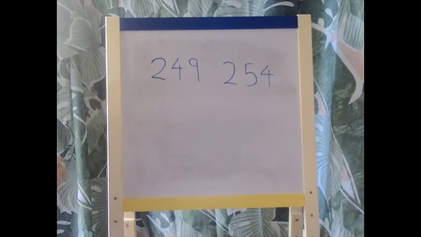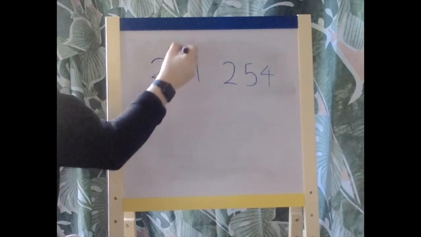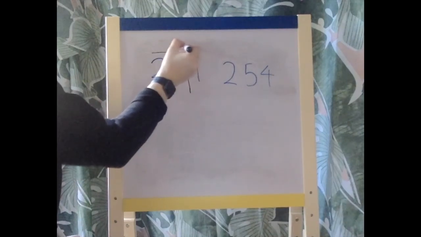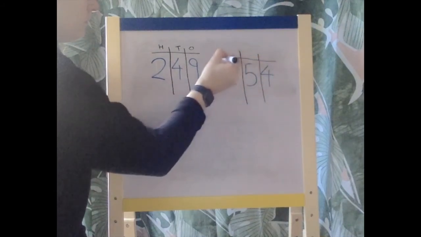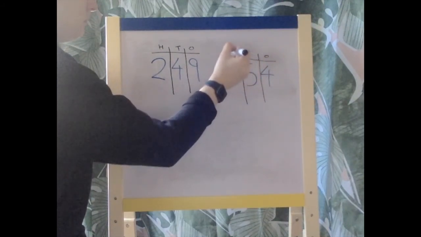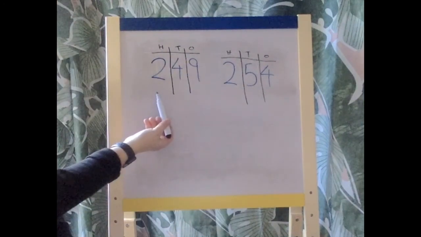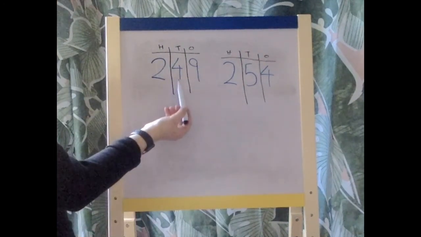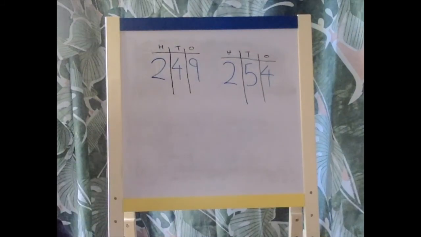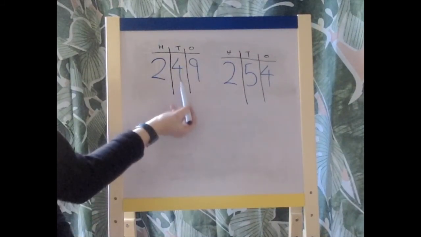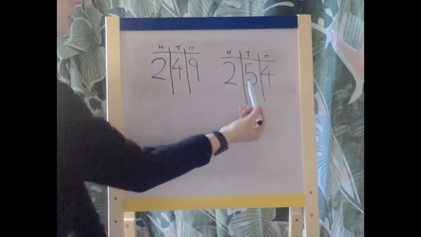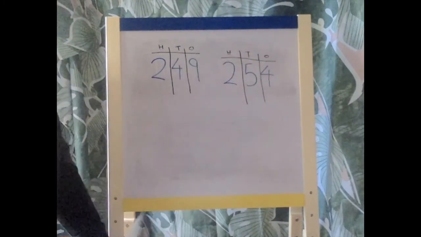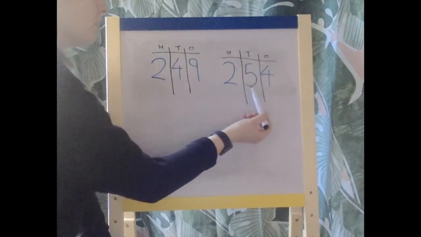Alright, we need to figure out which number is bigger. So what we need to do is split them up into their place value. Great. So on this number here, we've got 2 in the hundreds column, 4 in the tens, and 9 in the ones. That means the number is 249. On this number here, we've got 2 in the hundreds column as well, 5 in the tens, and 4 in the ones. This number is 254.